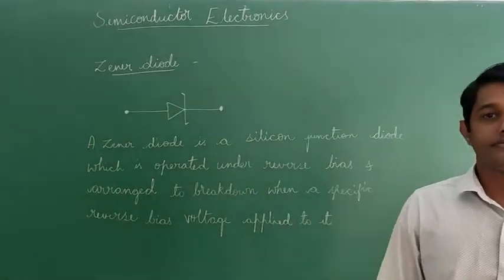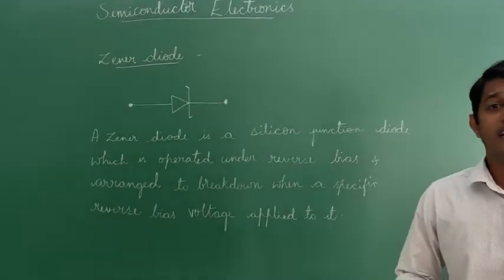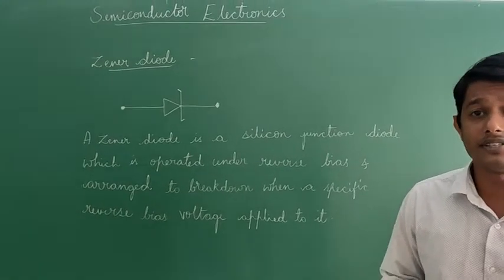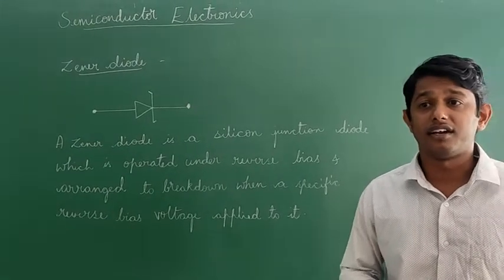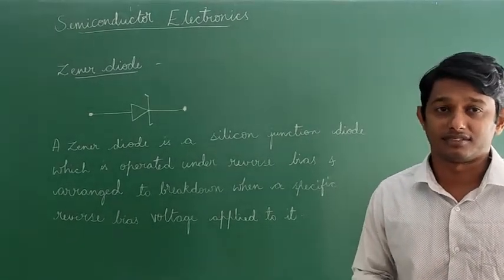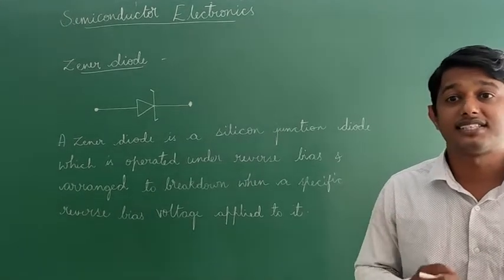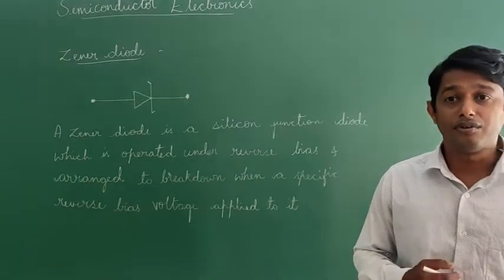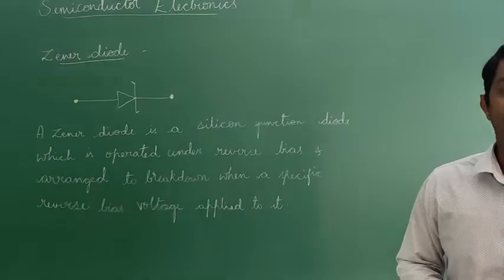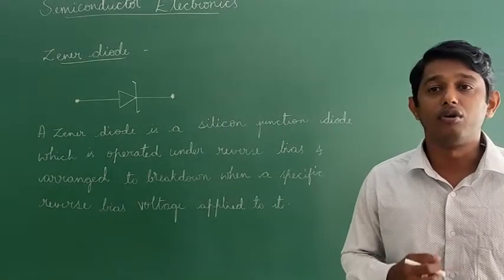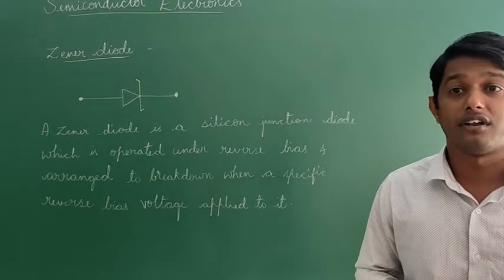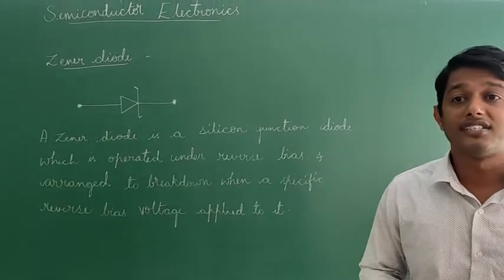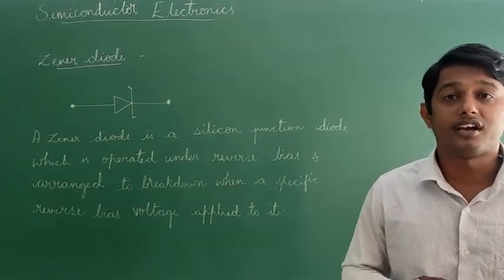It is a special purpose semiconductor diode named after its inventor C. Zener. Due to its reverse breakdown, it is used as a voltage regulator.